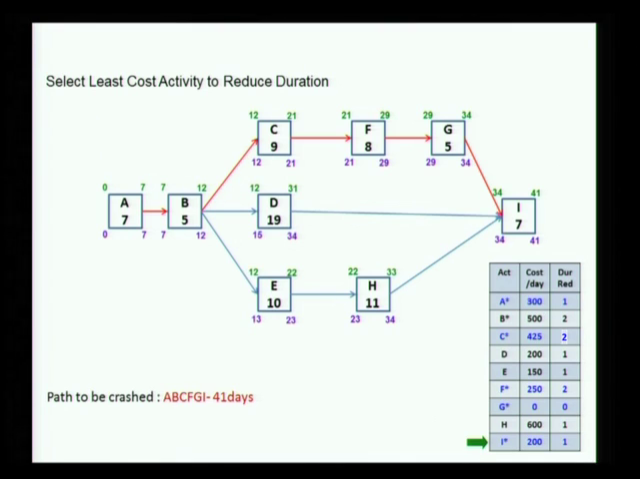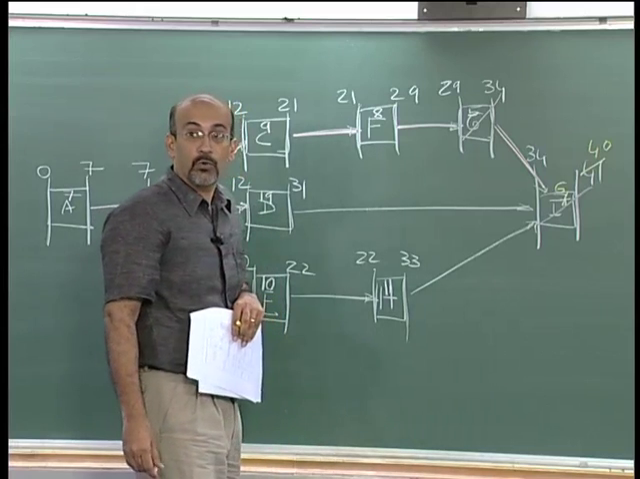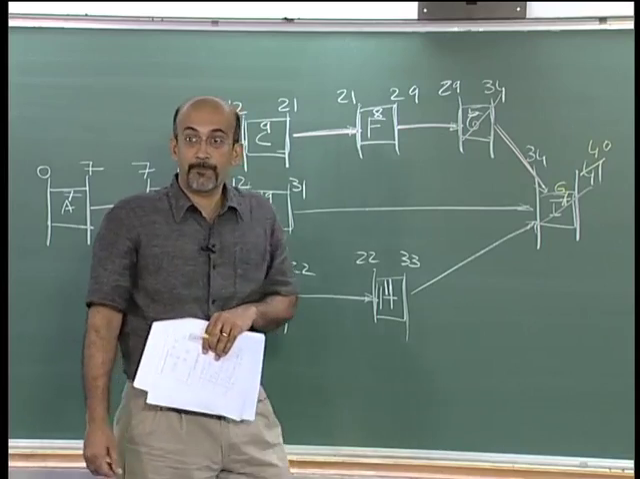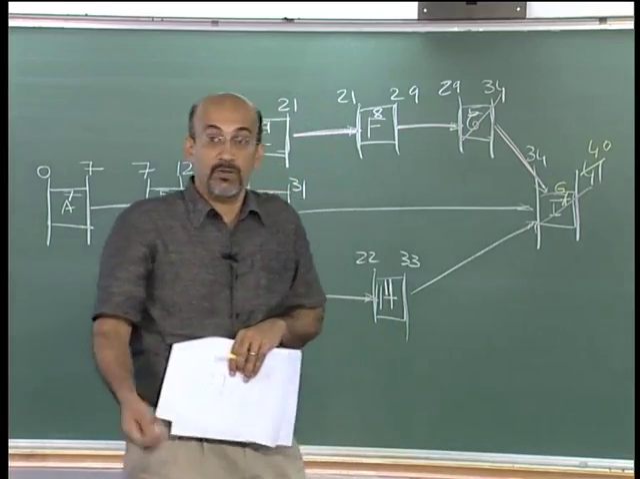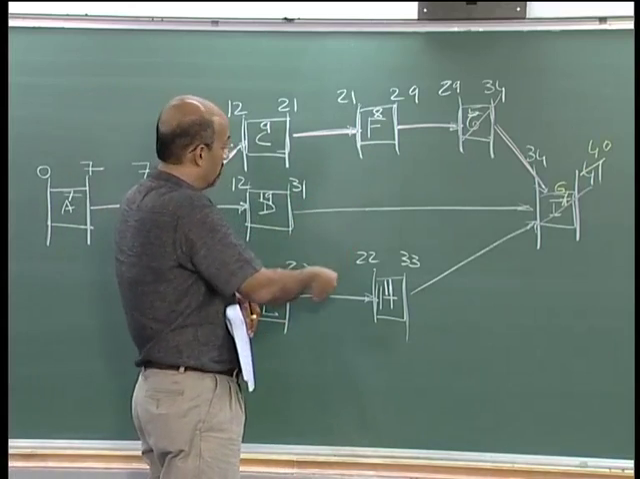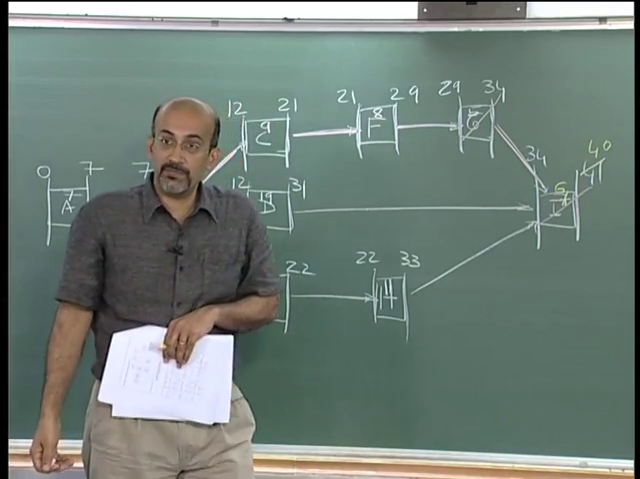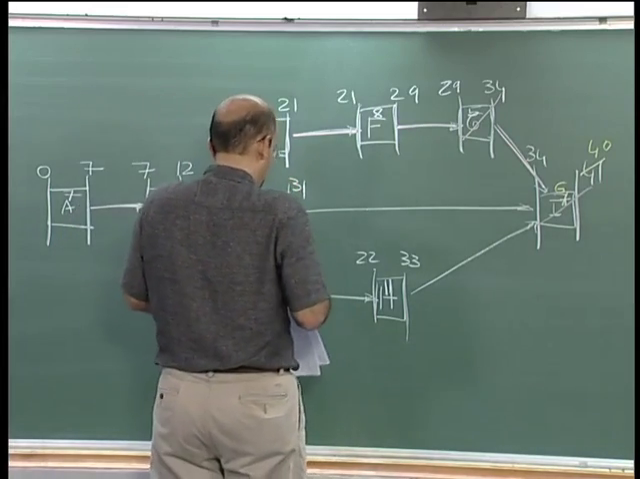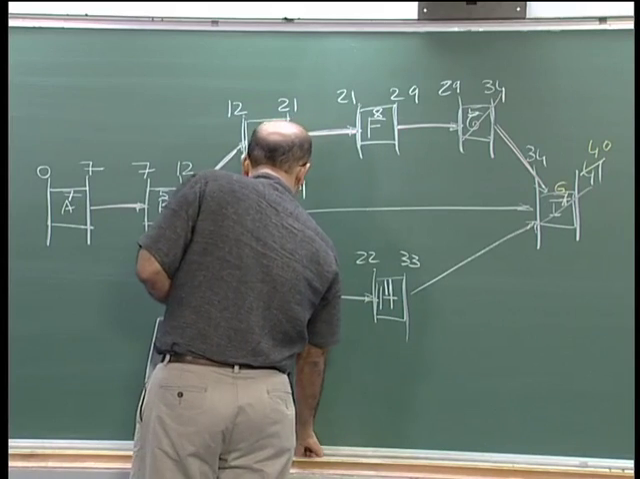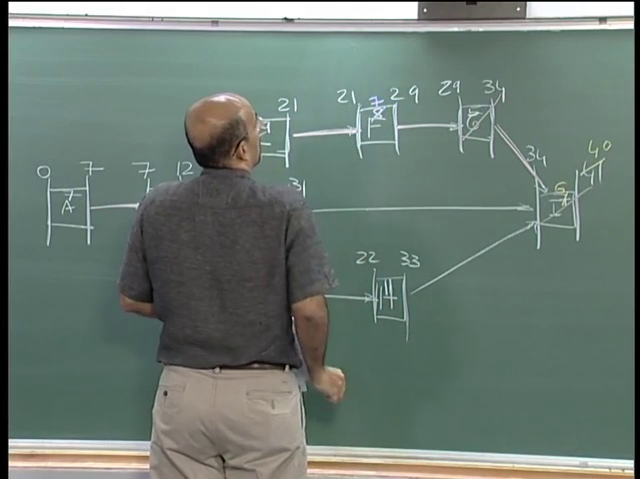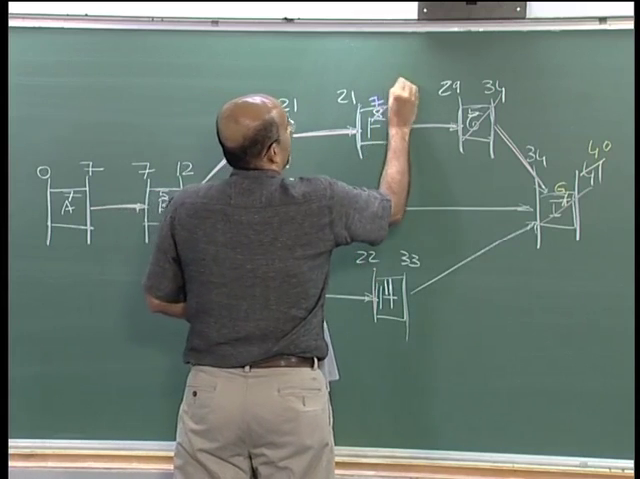So can I take F straight away to 2 days? No, by 1 day, because if I take F to 2 days, what happens? Before F goes down to 6, by the time F goes down to 7, E and H also become critical. So I have to take it by one step first. So I take F to 7, okay, now this goes to 28.